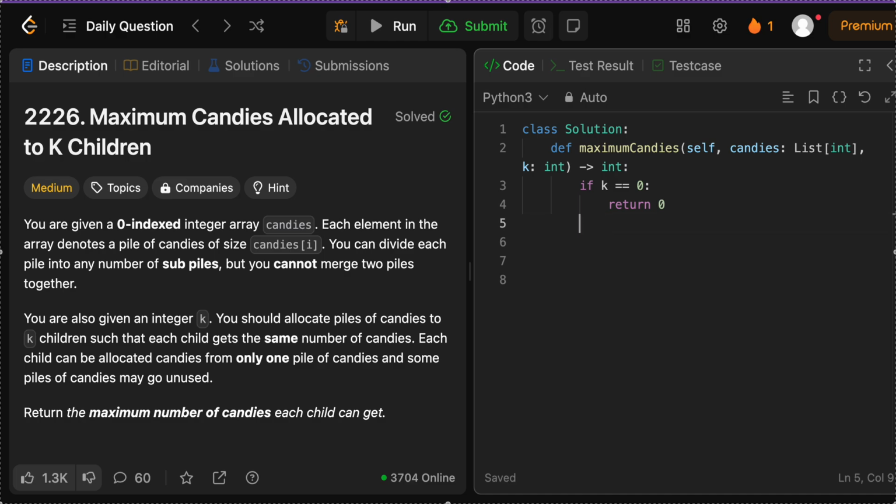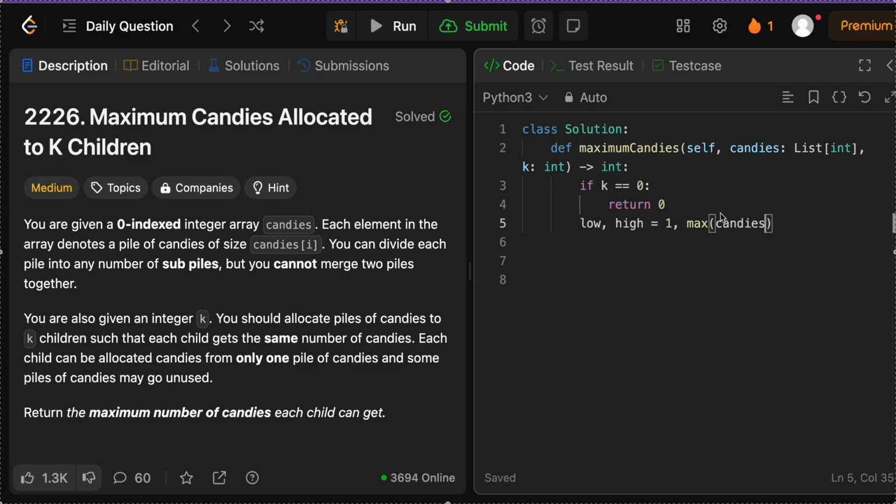And now let's initialize our binary search range. Like we talked about, we'd be using 2 pointers, high and low. Low would be initialized to 1. Why? Because it's the minimum number of candies that any child can have. And the high value would start off at the max of candies. It's going to be the biggest pile, right?